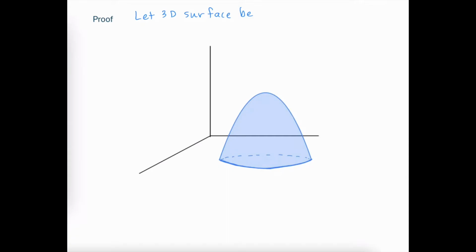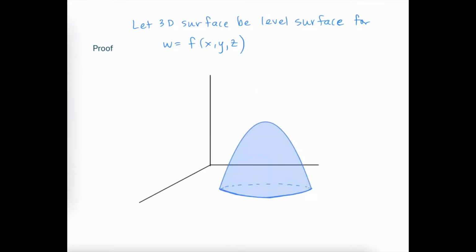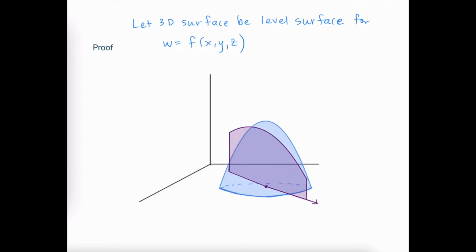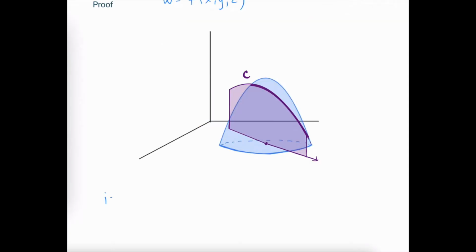So let's begin our proof. Let's let this three-dimensional surface be a level surface for some four-dimensional function. Now let's take this level surface and slice it with a plane in some arbitrary direction. And when we slice our surface with this plane, we get an intersection curve C. Let's say that this intersection curve can be represented by the vector function x as a function of the parameter t, y as a function of the parameter t, and z as a function of the parameter t.